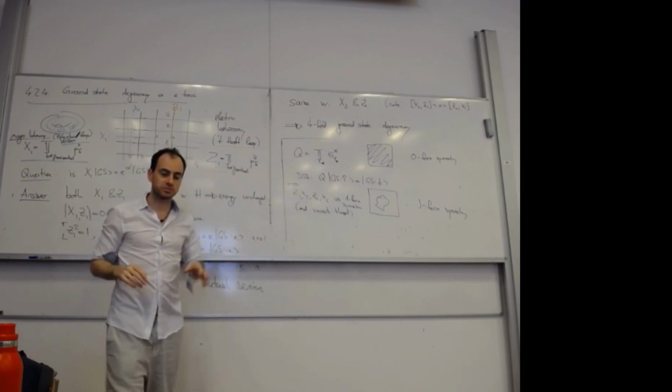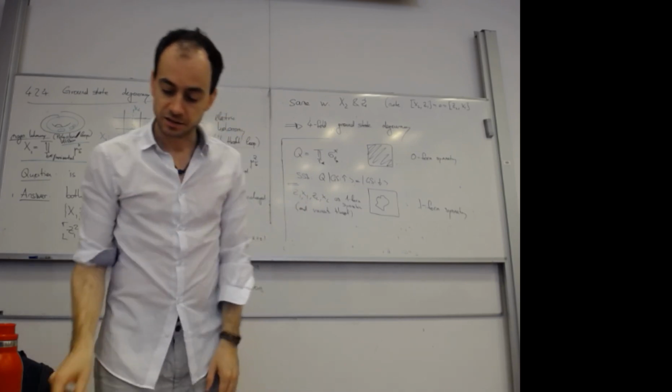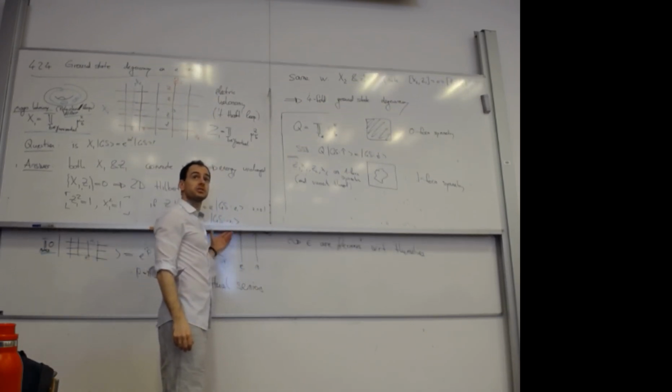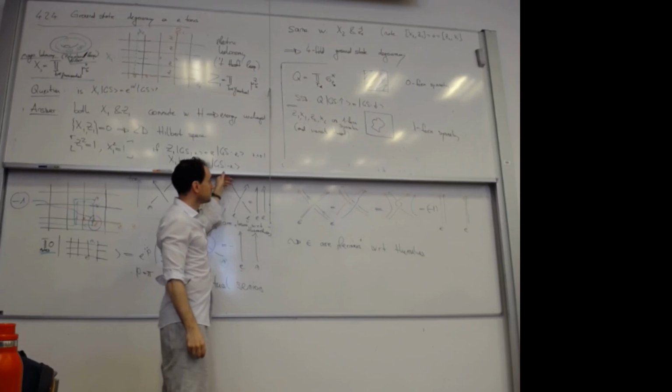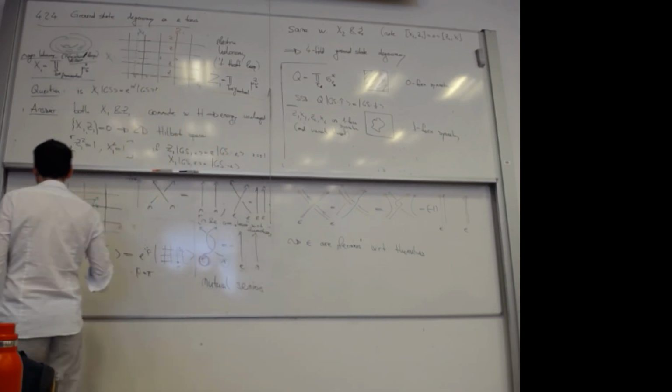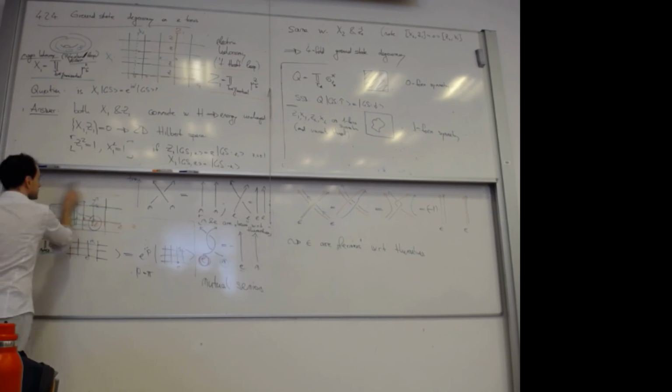Anyway, I wanted to just mention this on the side. These are new developments. The other thing that I wanted to mention is perturbations to the toric code and the Fradkin-Shenker phase diagram.